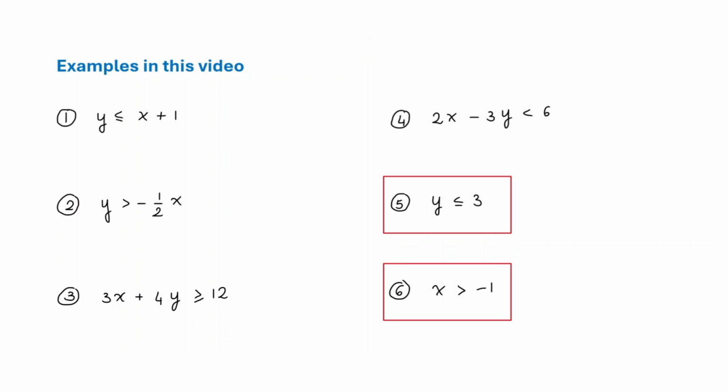To graph inequalities, we need to be familiar with how to plot linear graphs. In these examples, we will plot straight lines using either the gradient and the y-intercept, or the x-intercept and the y-intercept. If you are not completely comfortable with these methods yet, I recommend pausing the video and watching the two lessons linked in the description first. Once you are confident with plotting straight lines, come back to this lesson and continue from here.